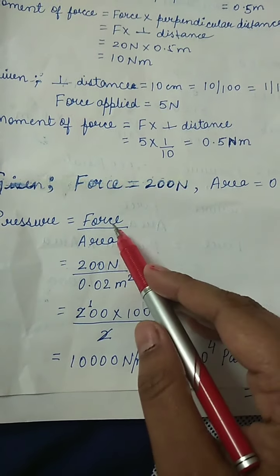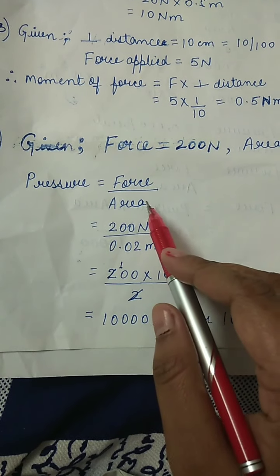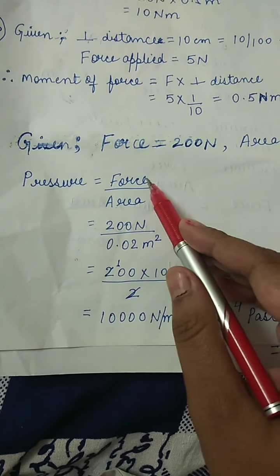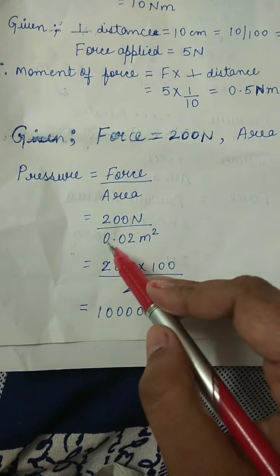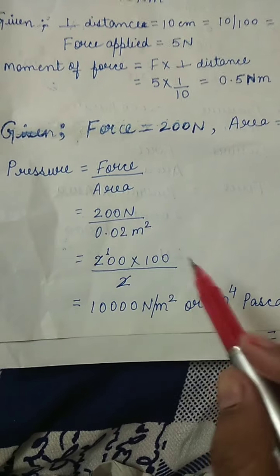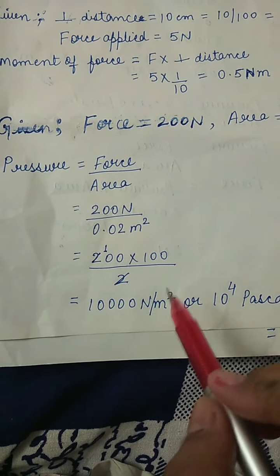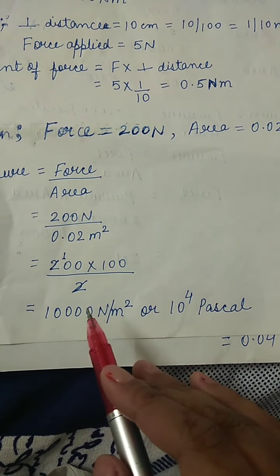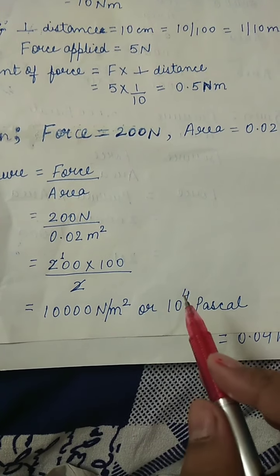We have already studied the formula for pressure. Pressure is force per unit area. We have already studied this in the explanation part of the pressure portion. So it is force per unit area, which is 200 upon 0.02 meter square. Just cancel it. We will get 10000 Newton per meter square, and this Newton per meter square is also called Pascal. We can count the zeros: 4 zeros are given here, so we will write 10 to the power 4 Pascal.